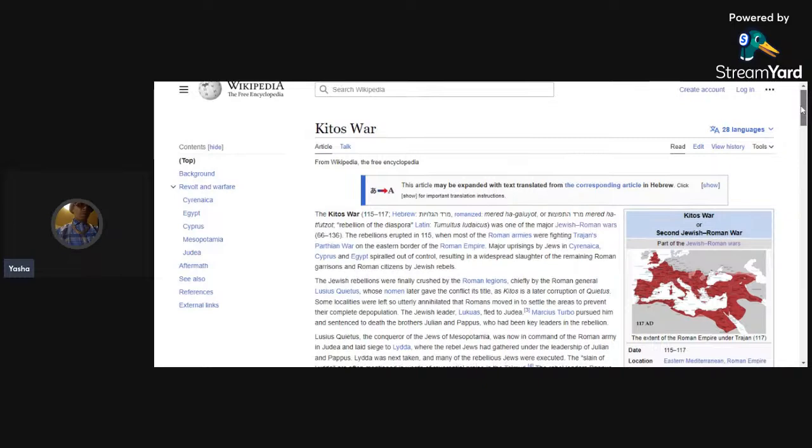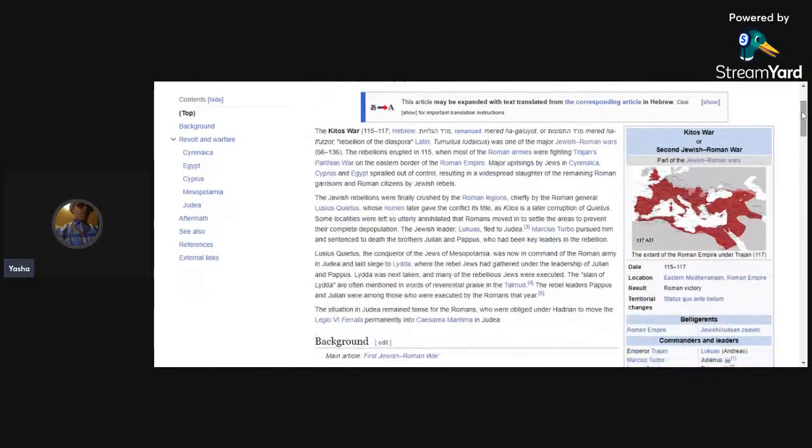Remember that if you want to look up the main idea, it is always in the first paragraph, in the first few sentences, right? The further up top you go, that's where you get the main idea, and then everything that goes down after that is the main idea in detail, right? So we're going to read about the Kitos War.